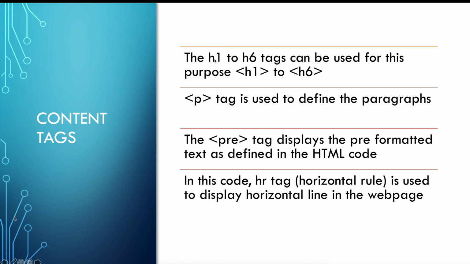So H1 to H6 are the six tags, and H1 is basically a bigger font size. H6 is the smaller font size, and P indicates a paragraph. Whenever we want to write multiple lines, the P tag is used, and the pre tag will display pre-formatted text. What is pre-formatted, we will see shortly. We also use some horizontal line. Once we understand the practicals, then it is easy to understand.